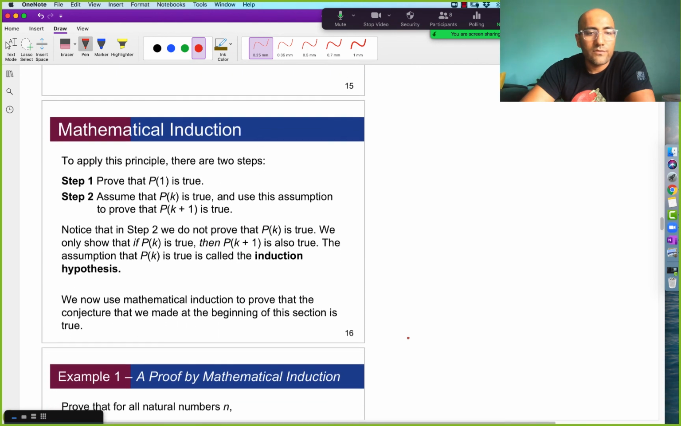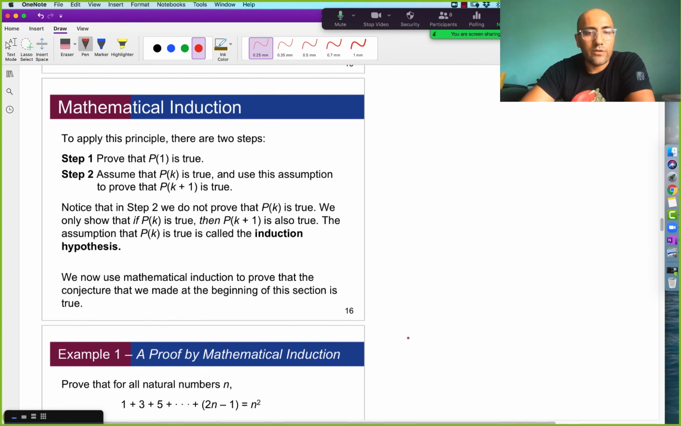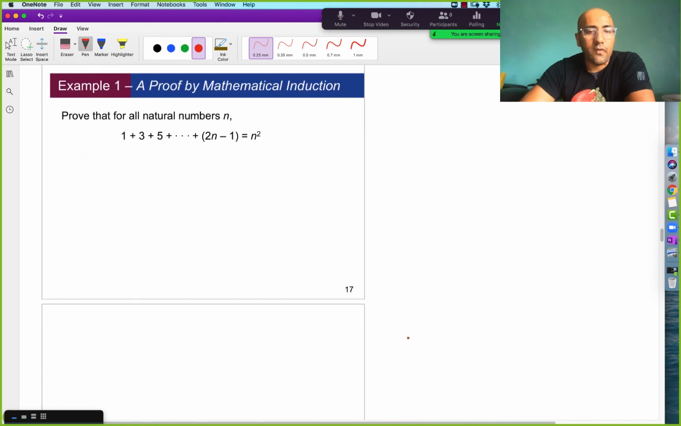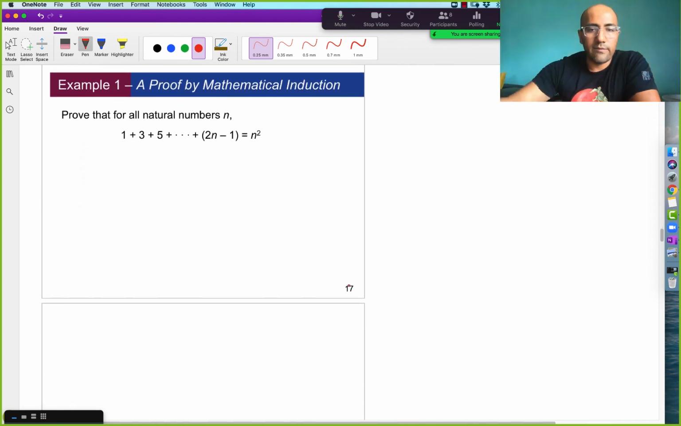Okay, so prove P of 1, then assume P of k is true, then use that assumption to prove that P of k plus 1 is true, and then you're done. When you do that, then you've shown by induction this is true. Okay, how does that look in practice? So here is what we're going to do. Proof by induction.